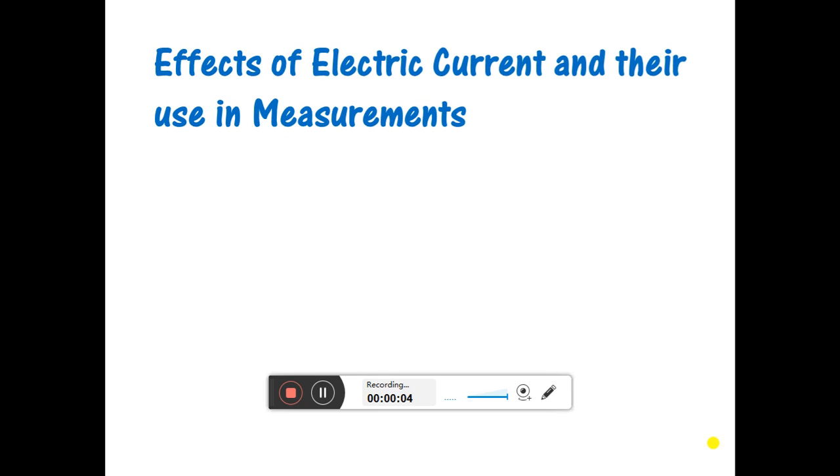Hello all. In this lecture, we are going to study about effects of electric current and their use in measurements. Consider there is a conductor here, okay? This conductor is nothing but a straight wire. Inside this conductor, there will be millions and trillions of atoms present. Now, because it is a conducting material, these atoms will consist of electrons or charge carriers in their outermost orbit, which will be randomly flowing in this conductor.